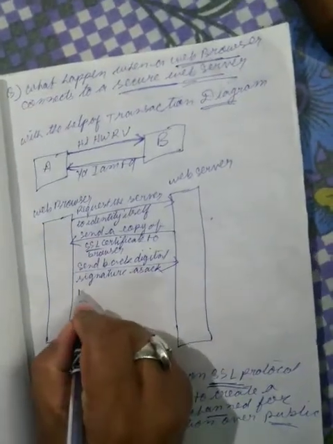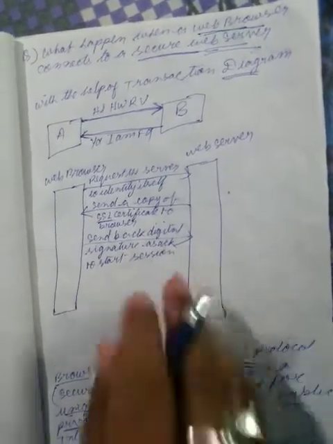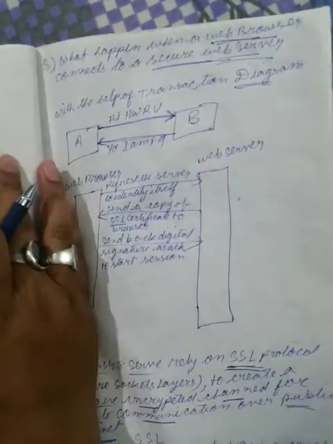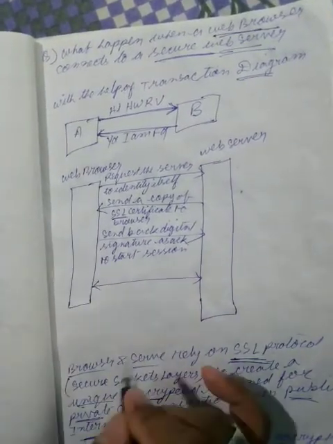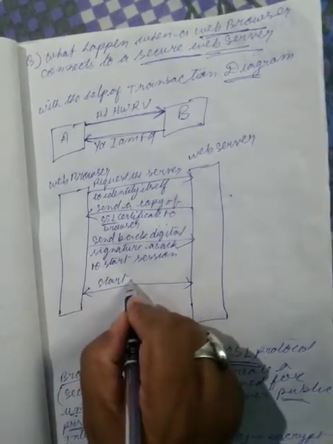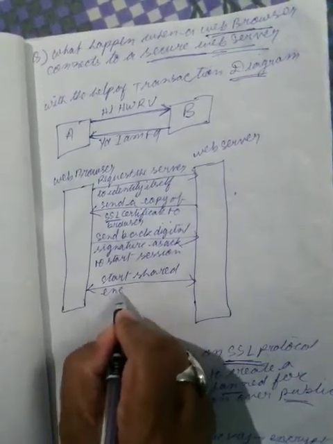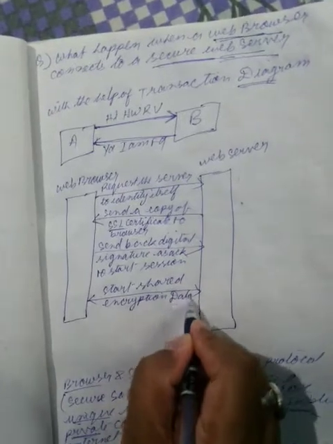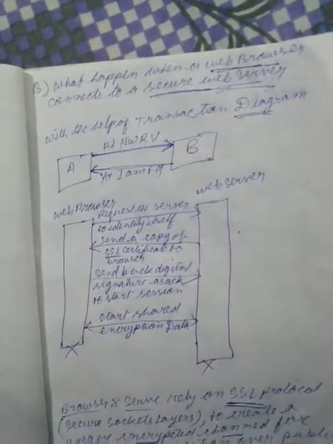After that, the web browser came to know who the server is, and the web server came to know who the browser is. Now both the web server and the web browser will start the shared encryption. After starting that, when the communication starts, they will communicate with each other. So this is what happens when exactly the web browser and web server communicate with each other.